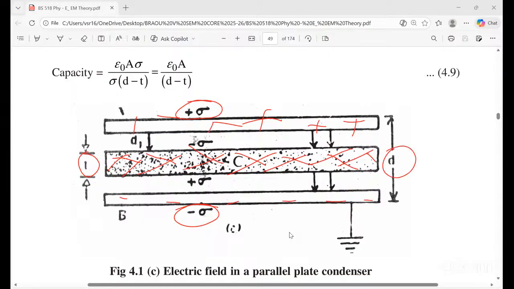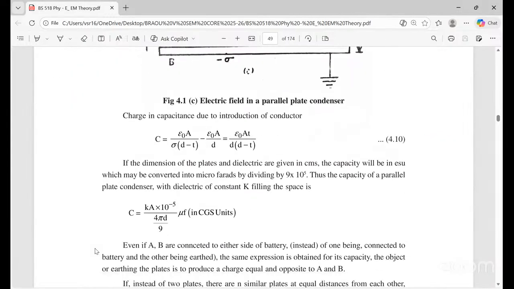The thing is that when you introduce a dielectric slab of thickness small t between them, the negative charges are attracted toward the positive plate and the positive charges are attracted toward the negative plate of the capacitor. So what is the total distance between them? d minus t. So epsilon naught A by d minus t is the capacitance of the parallel plate capacitor when you introduce a dielectric slab.